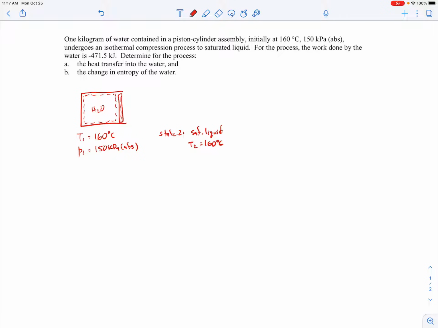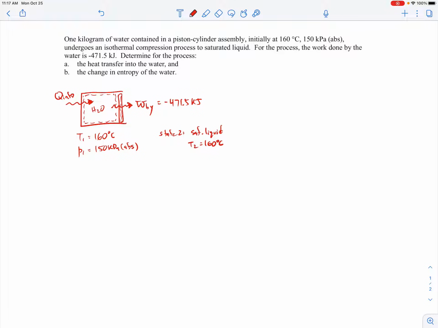For the process, the work done by the water is minus 471.5 kilojoules. So I'll just draw it this way. This is the work done by the system, and that's the minus 471.5 kilojoules. And then determine for the process the heat transfer into the water, so that's our heat transfer in, and the change in entropy of the water.